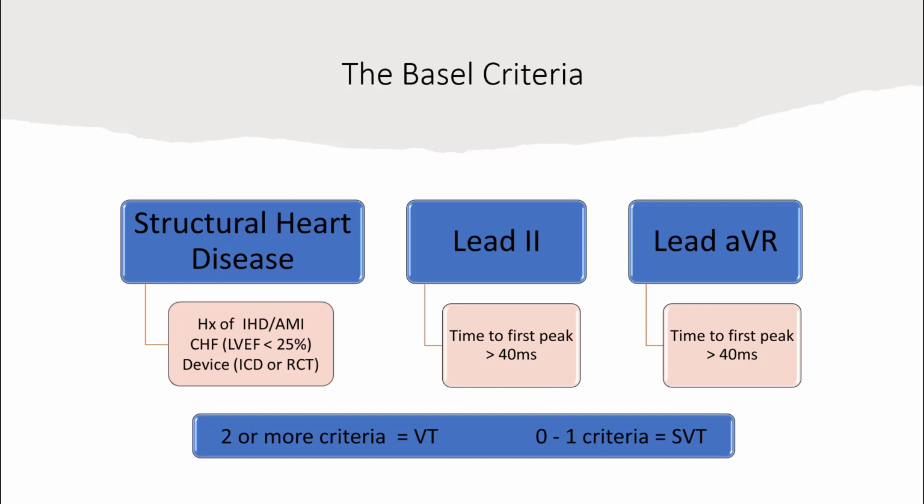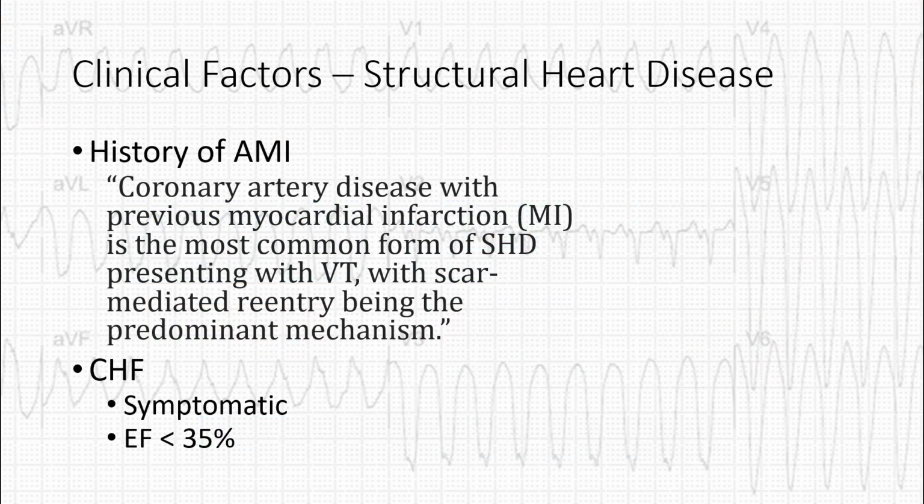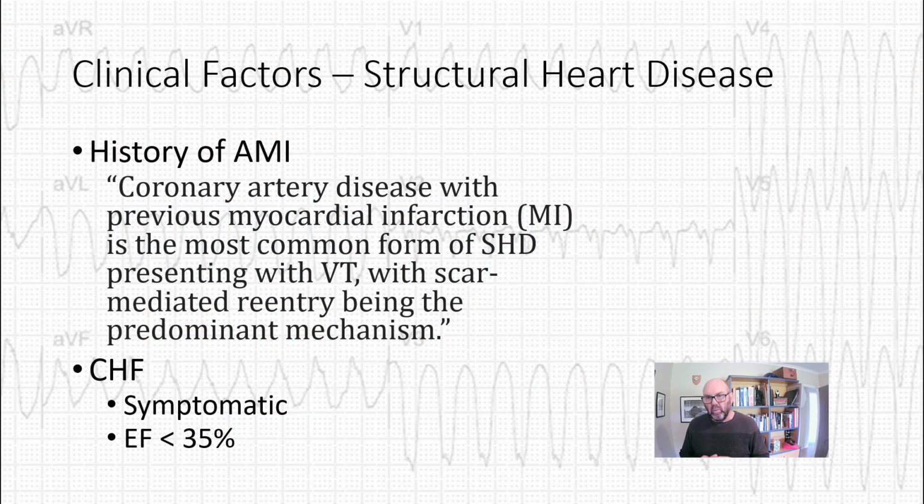The Basel criteria are the presence of structural heart disease and widening of the early part of the QRS in leads II and aVR. So let's break these down and have a look at it more closely. The statistical likelihood of a wide complex tachycardia being ventricular tachycardia in the setting of structural heart disease is high.